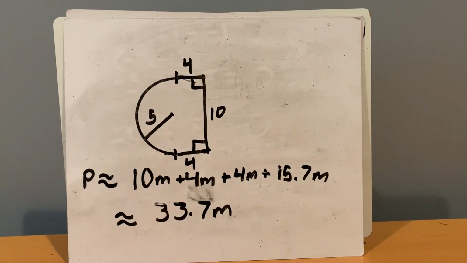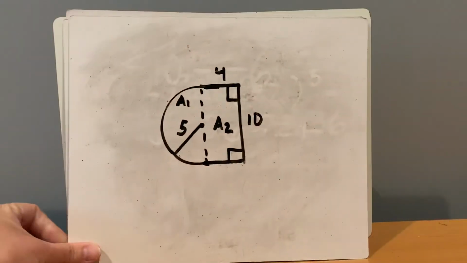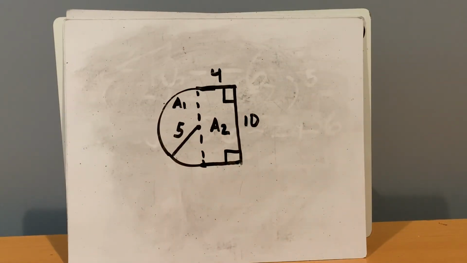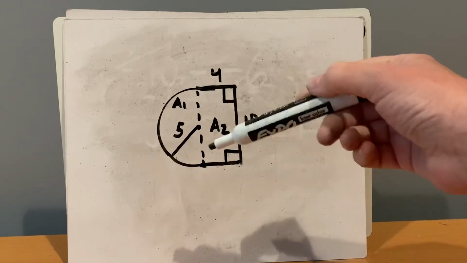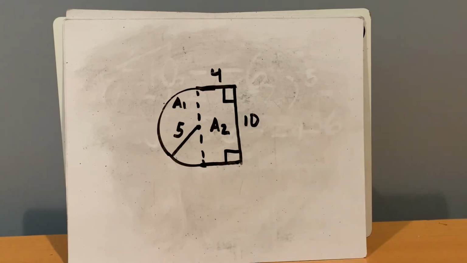So now that we've talked about finding the perimeter, let's talk about finding the area of the shape. Now to find the area, just like we've done with other odd shapes, we're going to divide the figure into two parts. So we have area 1, which is a semicircle, and area 2, which is a rectangle. For area 1, we will find the area of the full circle and divide it by 2.